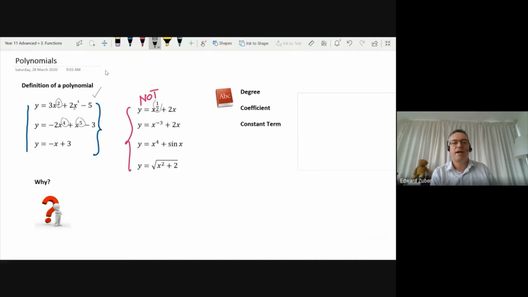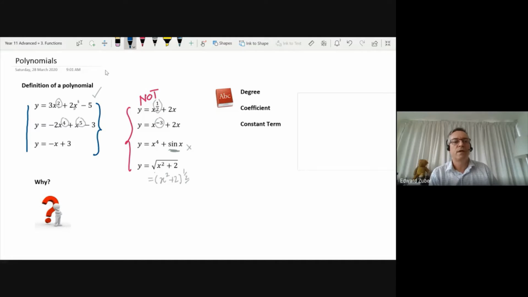But here we have a half. Here we have a negative. What's wrong with this? Oh, it's got a sine in it. That doesn't look algebraic at all. So it's got some trig in it. Okay, so it can't have trig in it. And square root, well, it's not that different. Let's just rewrite that to the power of a half. Okay, so hopefully by now you're getting an idea what makes a polynomial a polynomial.